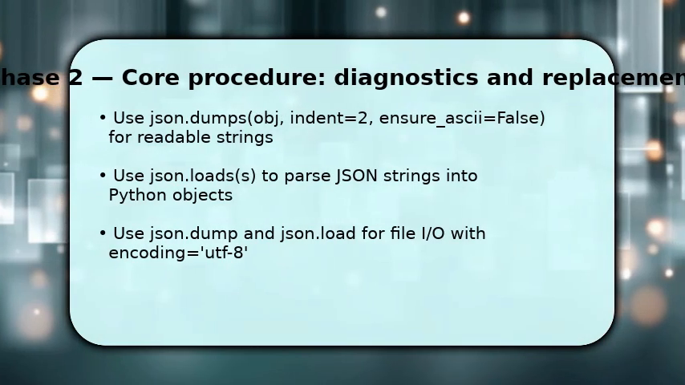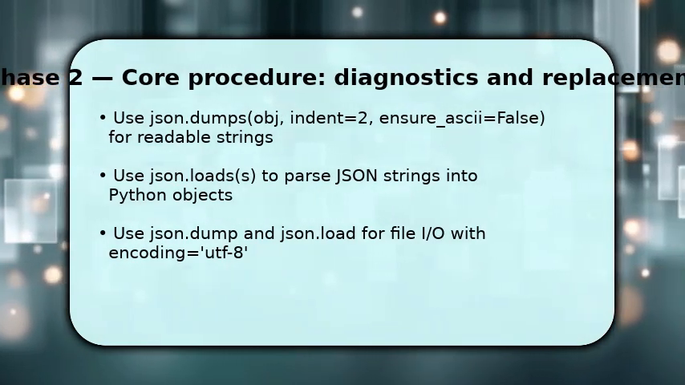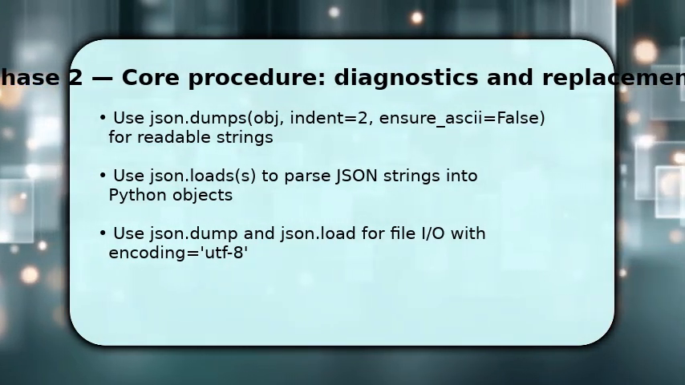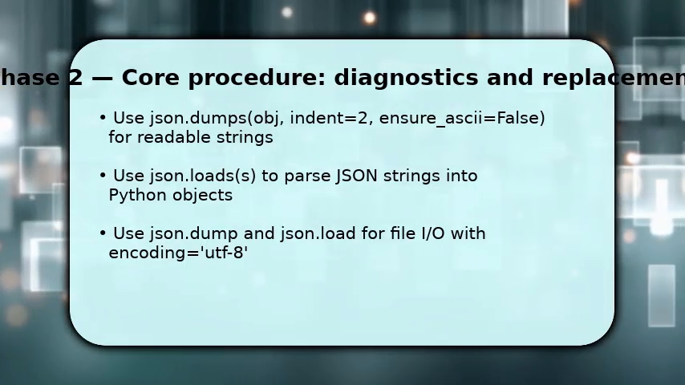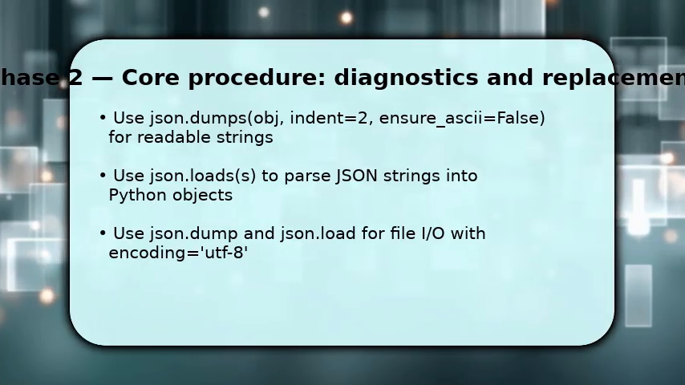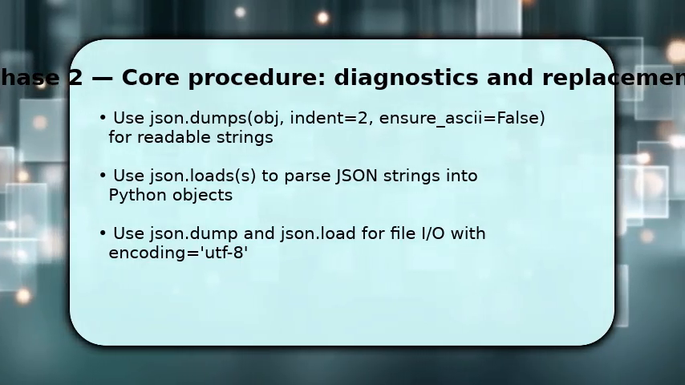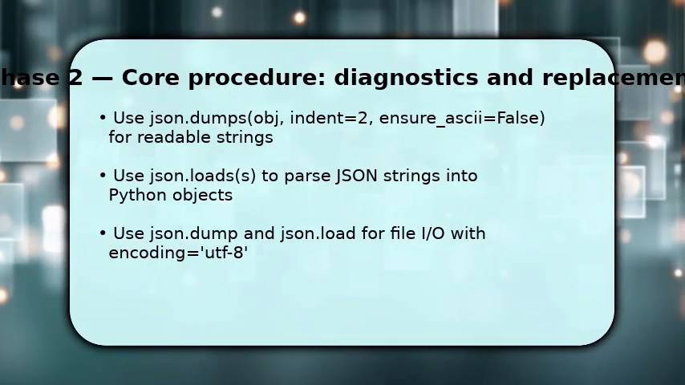Once you have data, serialize it with json.dumps to convert Python objects into JSON text. This is where you decide indentation and ASCII handling. Conversely, use json.loads to parse incoming JSON into dicts and lists so you can manipulate values.